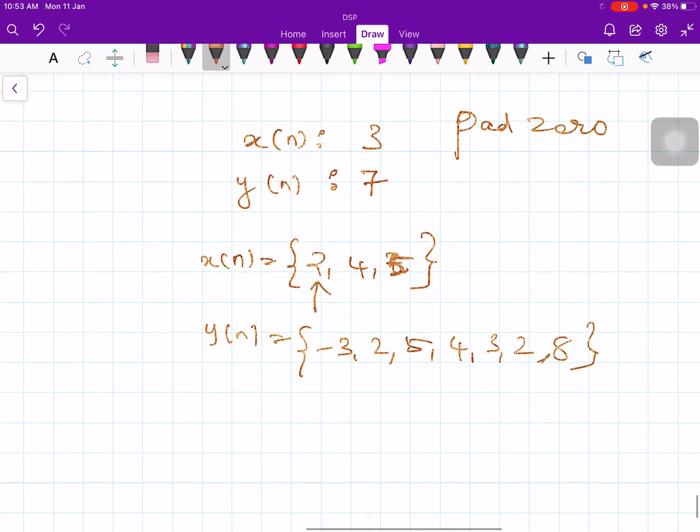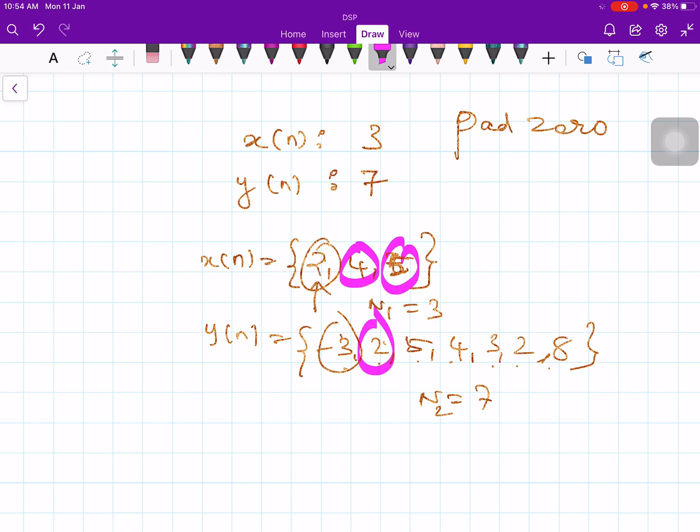Like this. So what is the length here? 1, 2, 3, 4, 5, 6, 7. The length is 7 here. Okay. And here what is the length? 3. In that case you cannot multiply, right? Term by term you can multiply this and that, this and that, this and that. But beyond that what will you do?